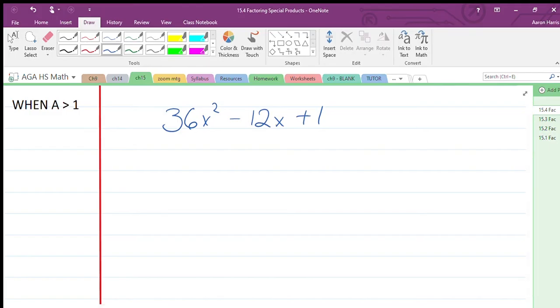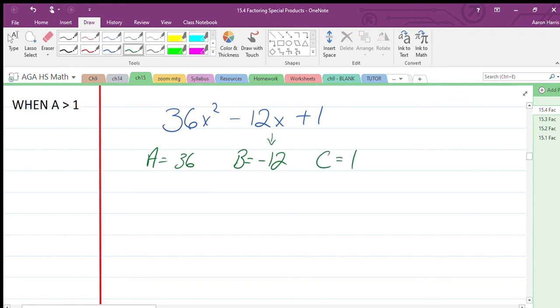When A is greater than 1, oh boy. So let's change this up. Again, we're still writing what A is. A is 36. B is a negative 12. Alert, alert, alert. I know one of these has got to be negative. All right. And C is equal to positive 1.